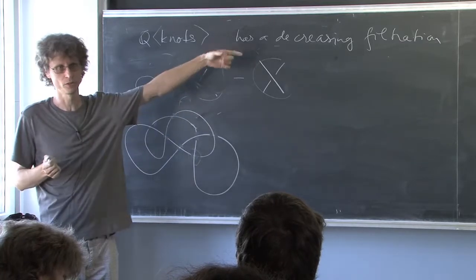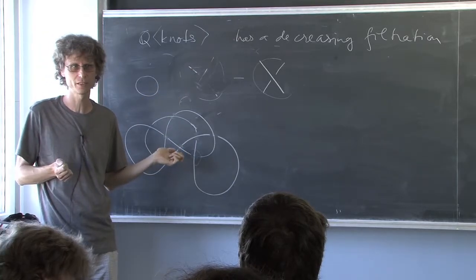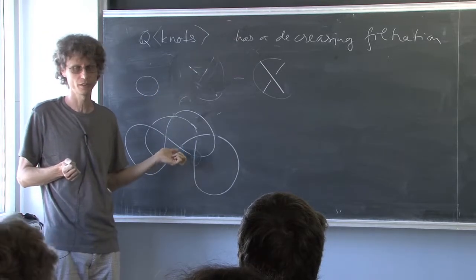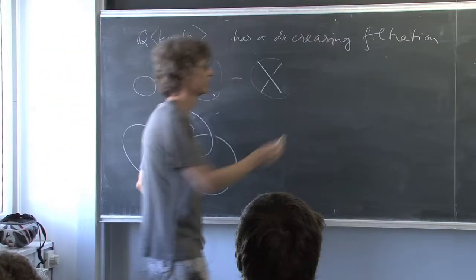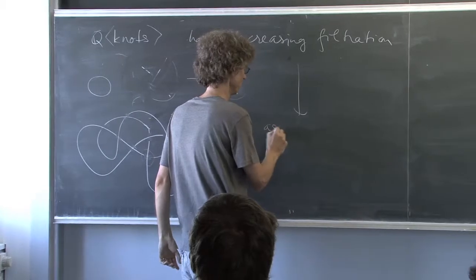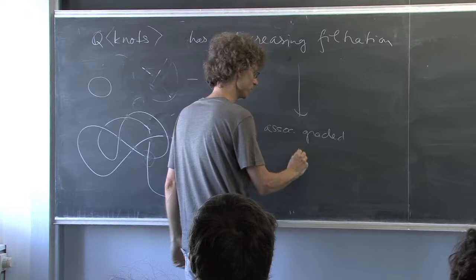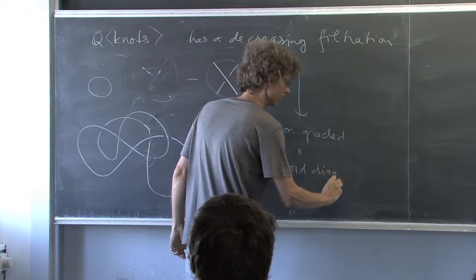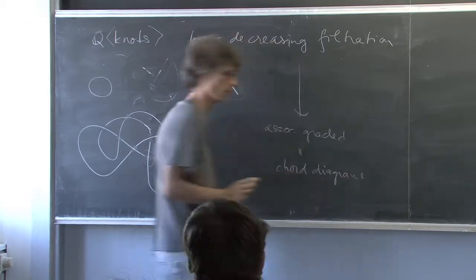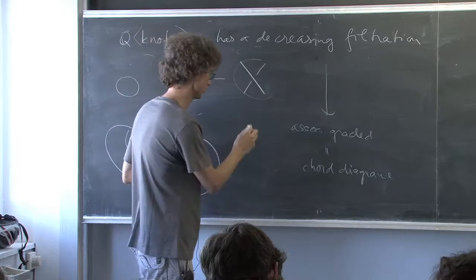And there's some sort of abstract nonsense around that: let's do this filtered vector space, and now one can ask what is the associated graded vector space. So there is the associated graded, and what is that? Those are chord diagrams. And how that happens, roughly, or not so roughly.